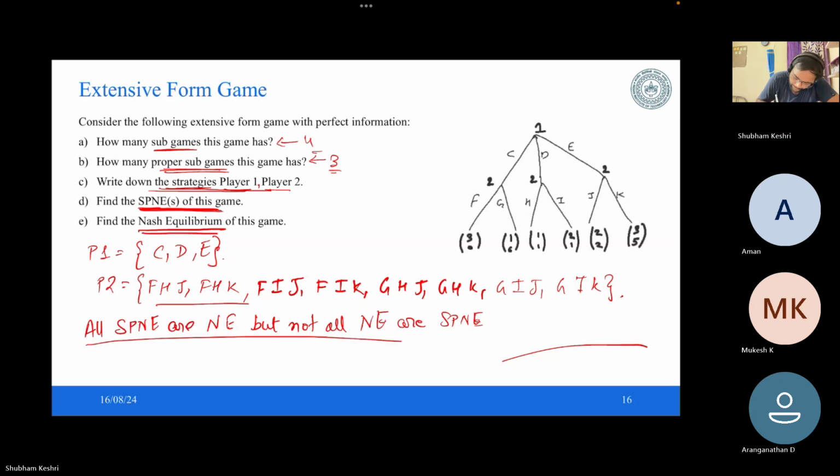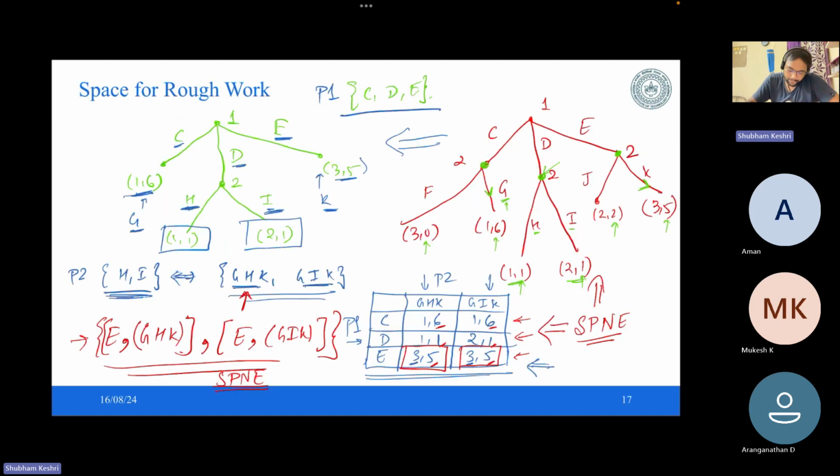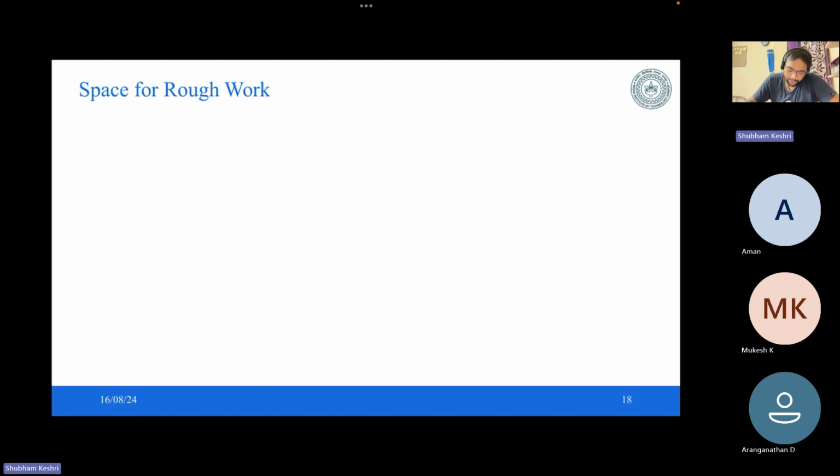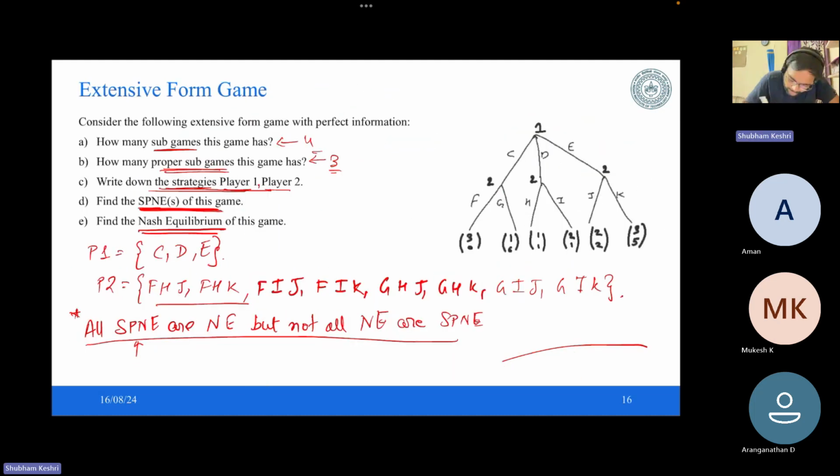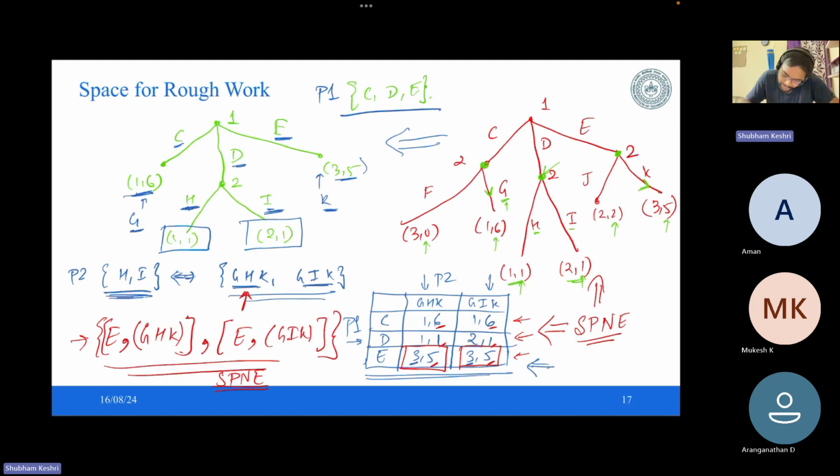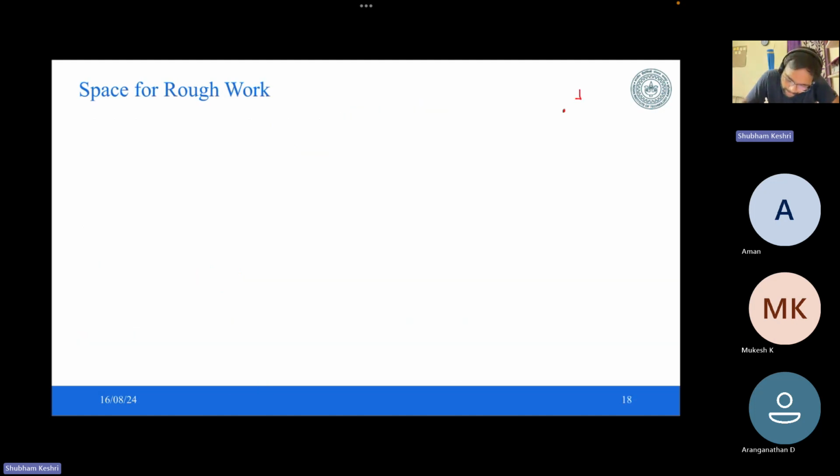Okay. So we have seen what is the subgame perfect Nash equilibrium for this game. The next question is find the Nash equilibrium of this game. All right, I'll just draw this again. So I just use over here. So it is 1, C, D and E.